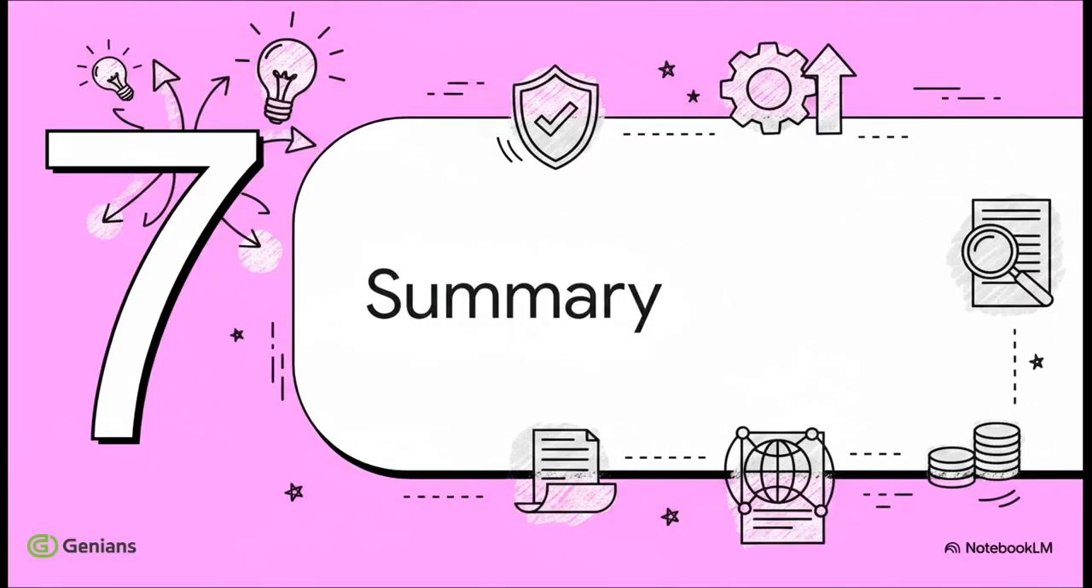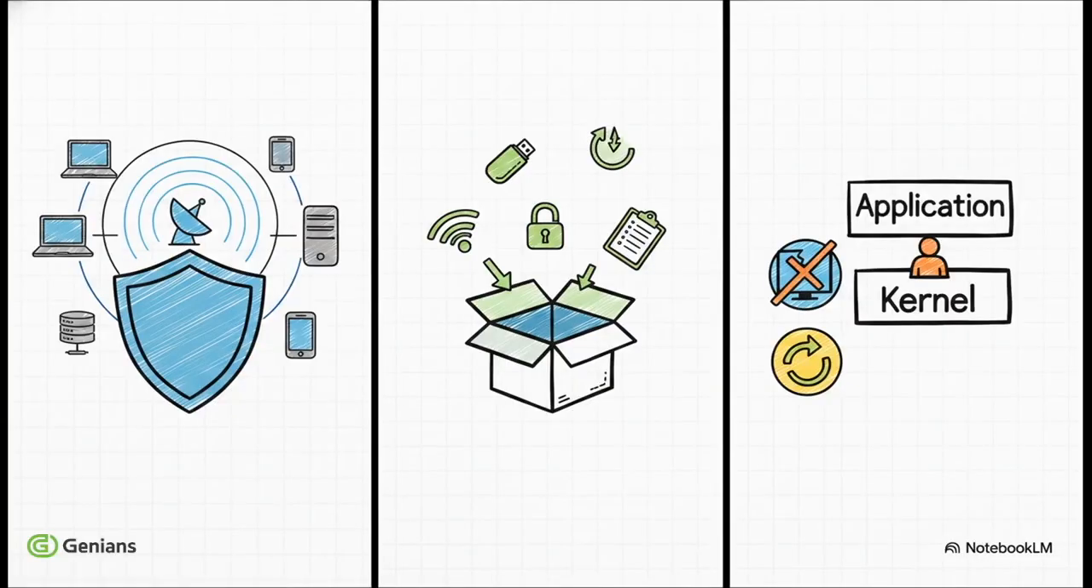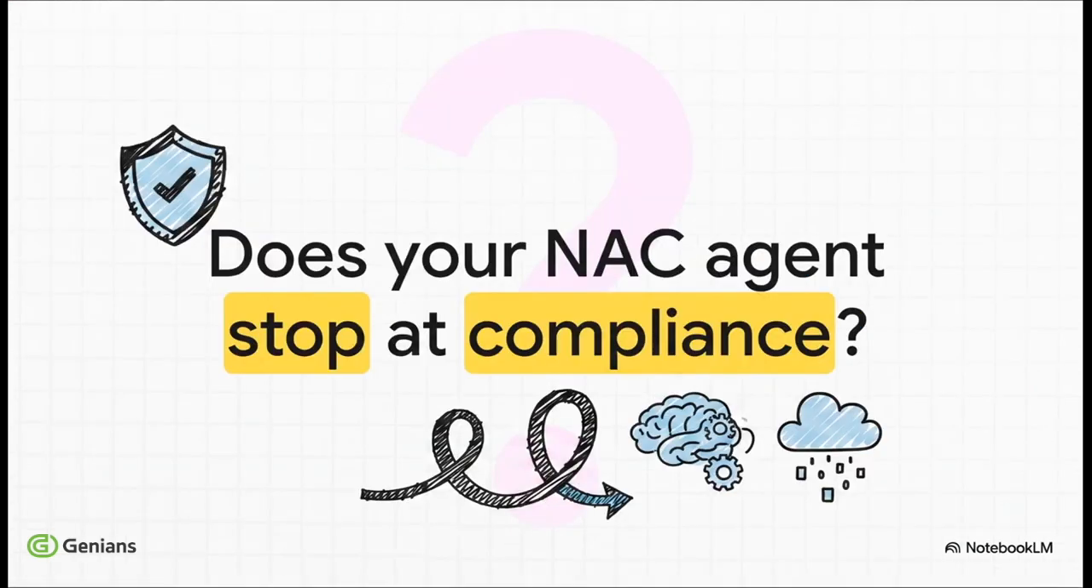So, let's summarize the key points. First, the agentless baseline provides full visibility and enforcement without endpoint installation. Second, if you use the agent, functions for USB, screen lock, wireless, Windows Update, and compliance are included. And third, the agent runs at the application layer, which means no BSOD risk and no reboot needed for updates. Which brings us back to the original question. Does your NAC agent stop at compliance?